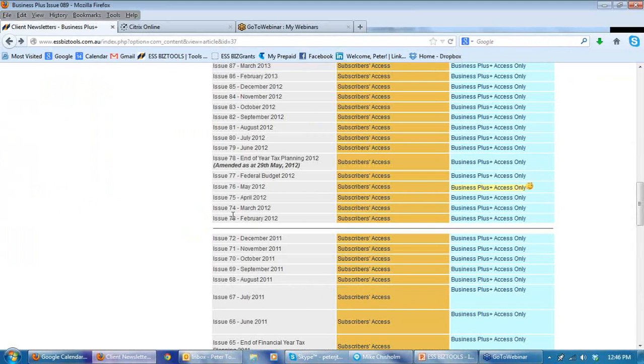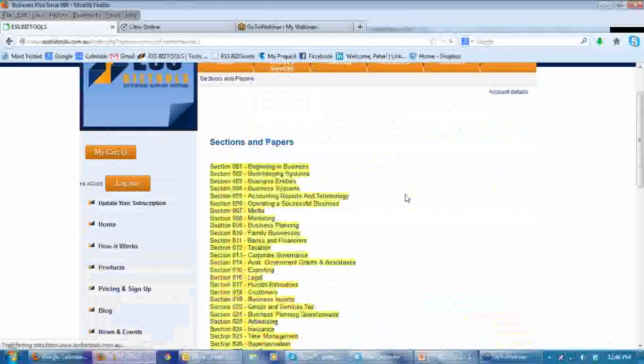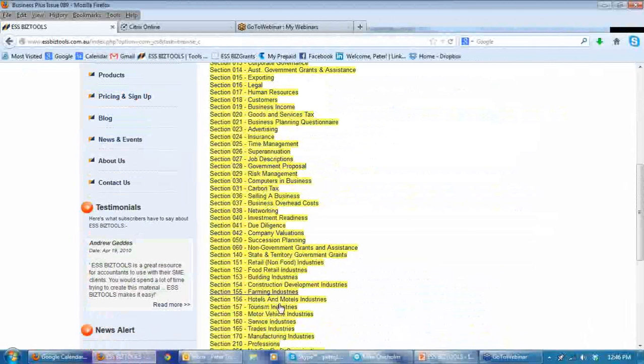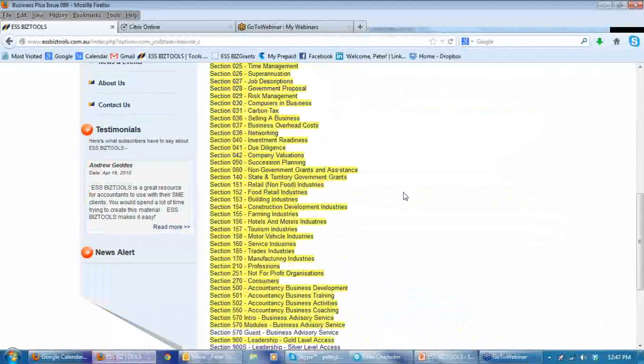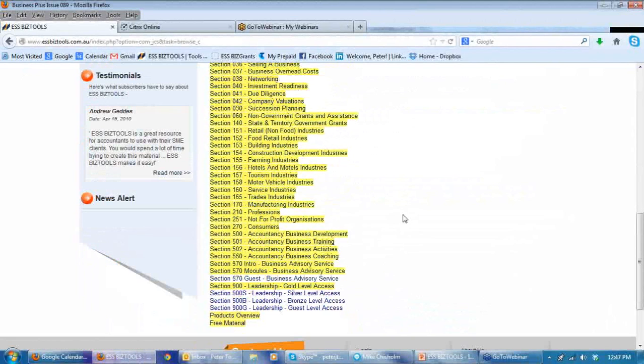ESS papers. The papers are the nerve centre of the system. They're first of all in sections through to 270, sections targeted at accountancy businesses. The ones in the 500s are papers targeted at accountants, and the 900 series is the leadership material.